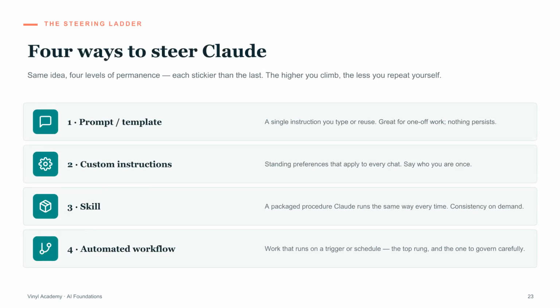Four ways to steer Claude, each stickier than the last. 1. A prompt or template. 2. Custom instructions. 3. A skill, a packaged procedure that runs the same way every time. 4. An automated workflow, work that runs on a trigger or schedule. The higher you climb, the less you repeat yourself, and the more carefully you govern it. Level 4 is where cost and risk enter.